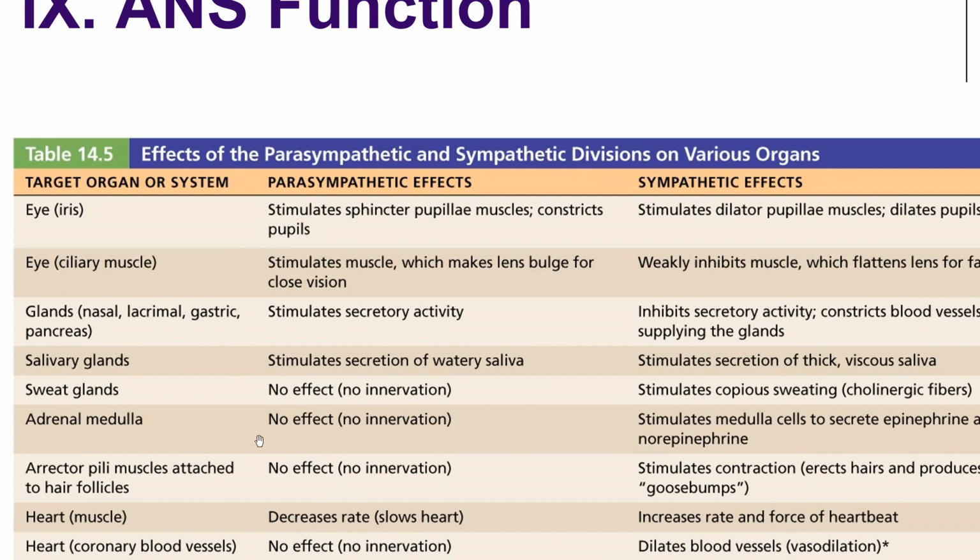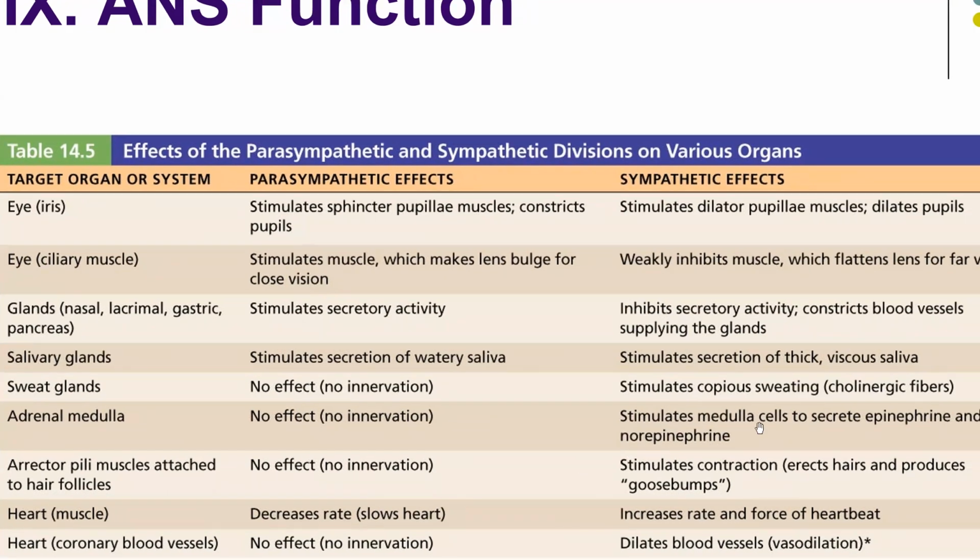Salivary glands, we can think about the same thing. Sympathetic effects stimulate secretion of thick, viscous saliva; parasympathetic stimulates secretion of watery saliva. That's why when you get nervous, if you're going in for a big interview or you have to give a talk, something like that, you get what's called cotton mouth or dry mouth. That's why it happens, okay?